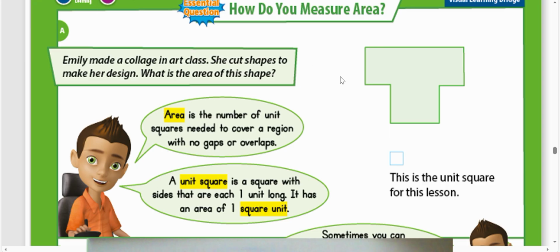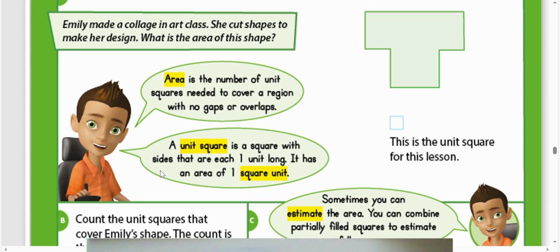How do you measure an area? We know the area of a rectangle equals length times width, and the area of a square is side times side. Area is the number of unit squares needed to cover a region with no gaps or overlaps. A unit square is a square with sides that are each 1 unit long. It has an area of 1 square unit.